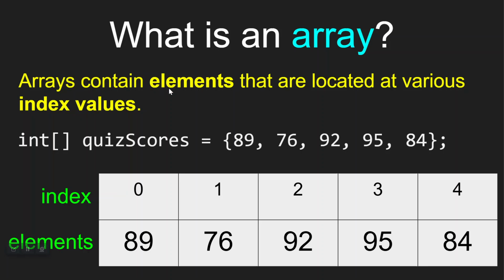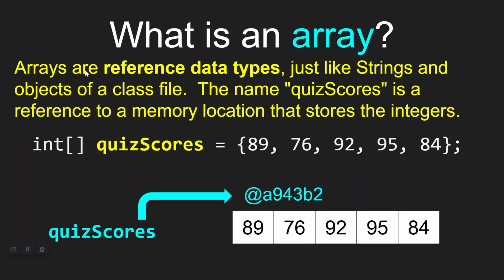Now, arrays contain what are called elements. So the elements in this one would be my quiz scores. We have an array of integers called quiz scores with all of these values. So down here, the elements are 89, 76, 92, 95, 84. Now, those elements are located at various index values. And of course, the index starts at 0 and works its way all the way up to the length minus 1. So very similar to what we saw with strings.